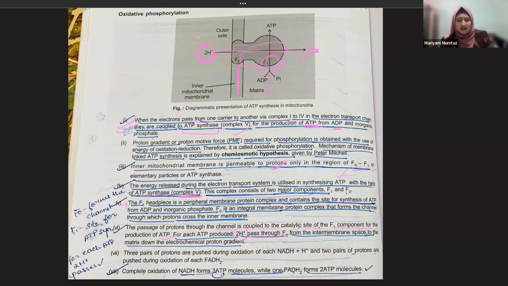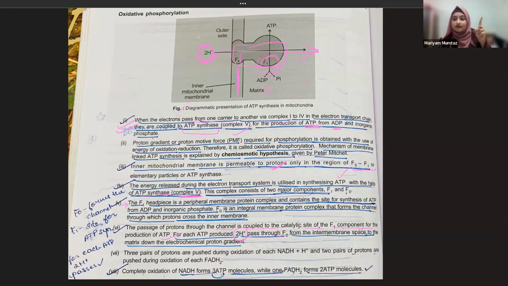You do not have to write it in your exam also. It doesn't matter. You should just understand what it says. And then ATP is produced after 2 protons are passed. This is very important to remember. ATP is produced when 2 protons are passed. And 1 molecule of ATP is produced.